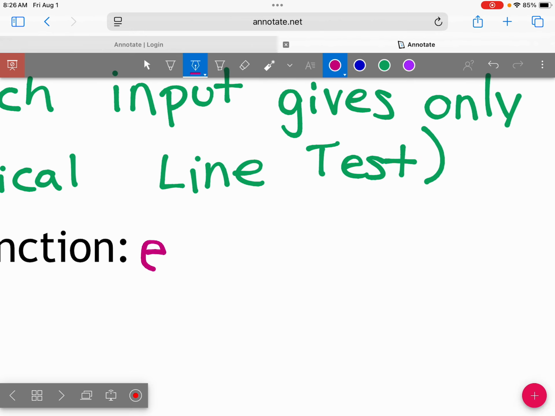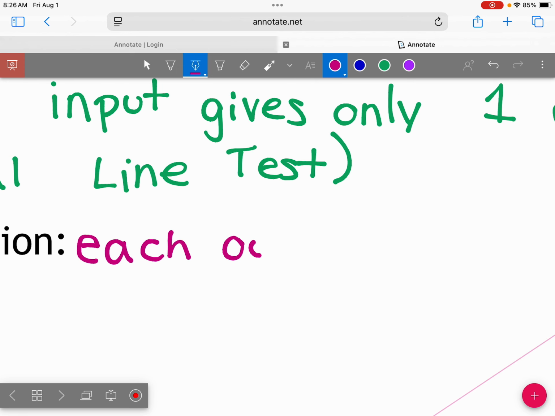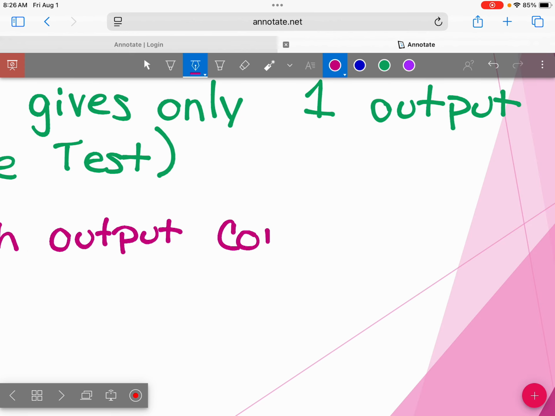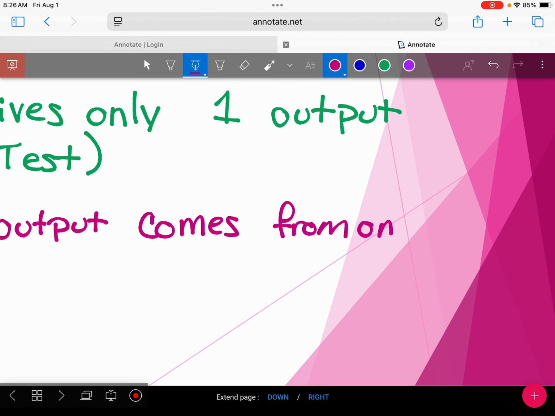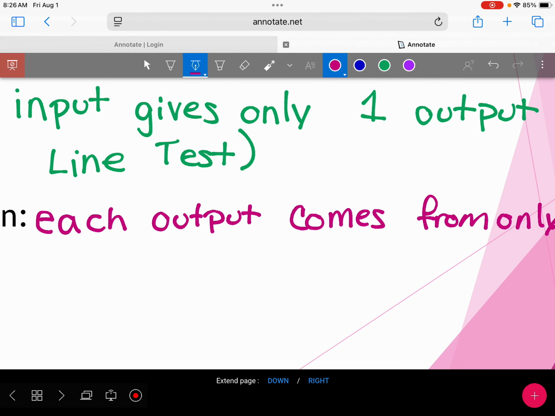So for a one-to-one function, each output, or y, comes from only one input. Each y comes from only one x. So the only way to get a Mountain Dew is to hit a Mountain Dew button. The only way to get a Coke is to hit the Coke button. There's no randomization option. And again, we have a test for this, which I will show you.